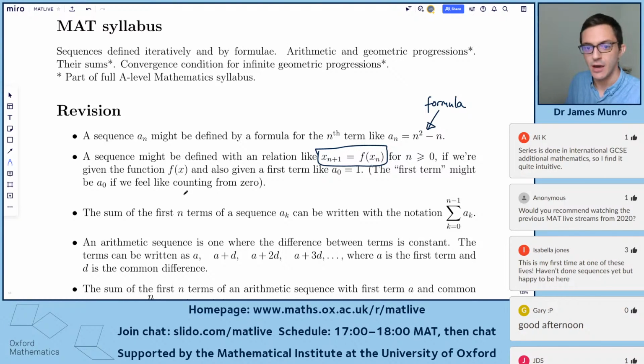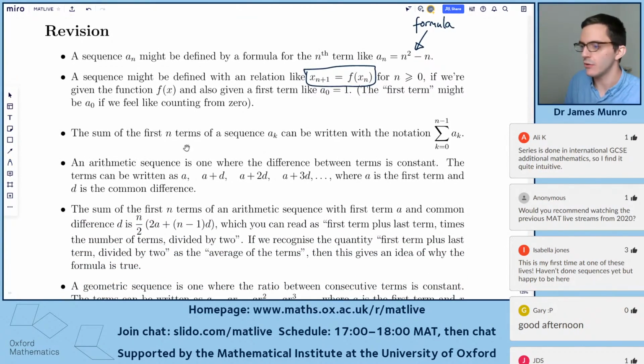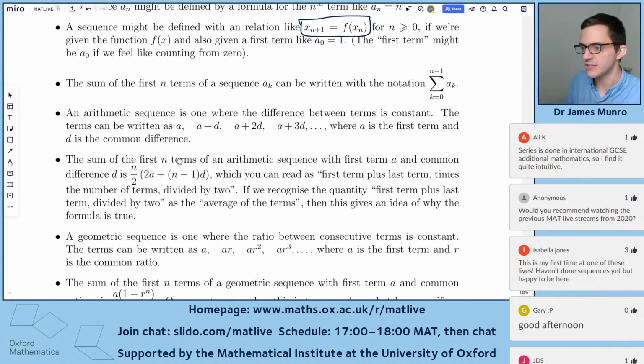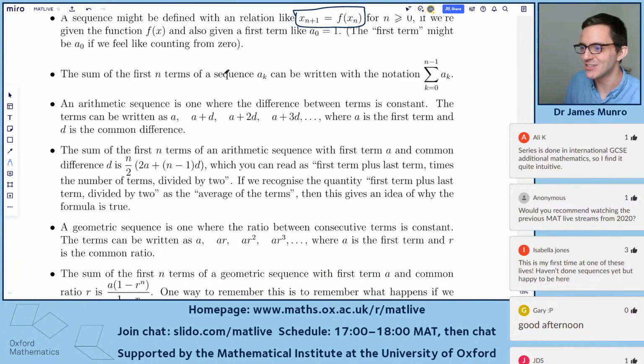So what do I want to say? There's some revision notes on this sheet. I'm not going to read all of them out, but if you want more detail on what the MAT syllabus means, then there are notes on the worksheets on the web. There's this notation for the sum of the terms.